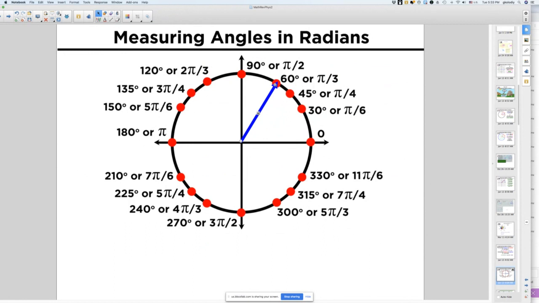This angle is 60 degrees, it's pi over 3. This angle is 90 degrees, it's pi over 2. Now we could keep going, 120 degrees. These are all multiples of the same ones you have here. Okay, we're just going the other way. And then you could keep going over here, keep going all the way around. And you get these numbers here by using that formula that we had previously.